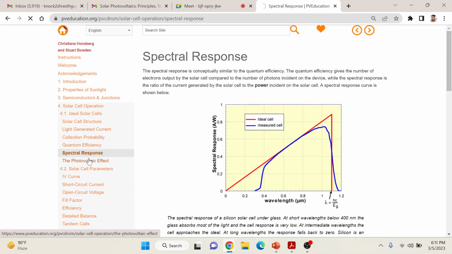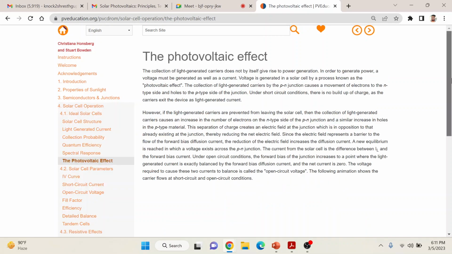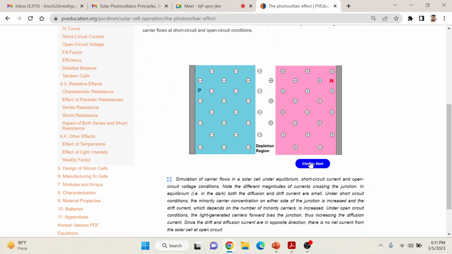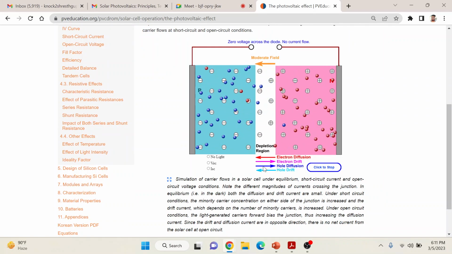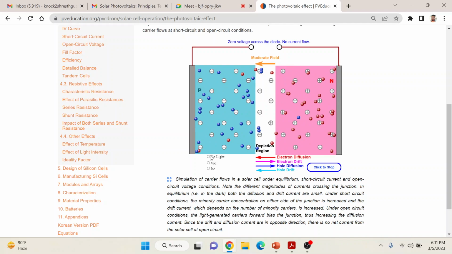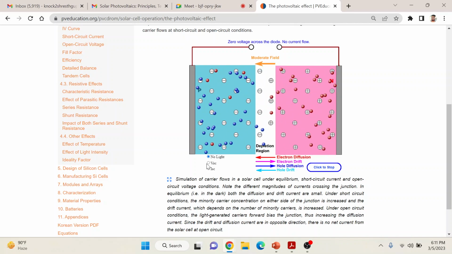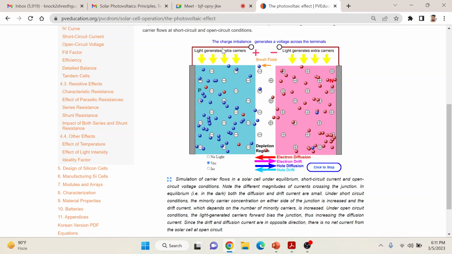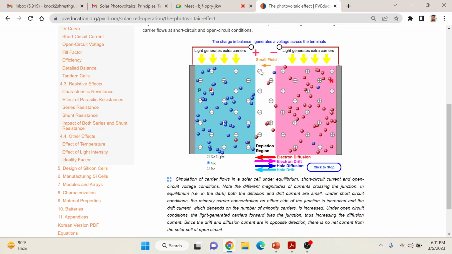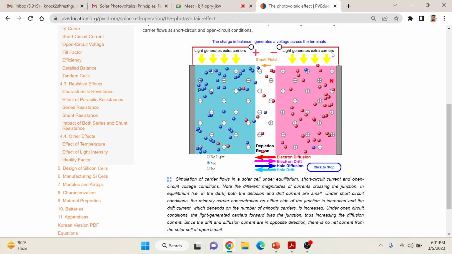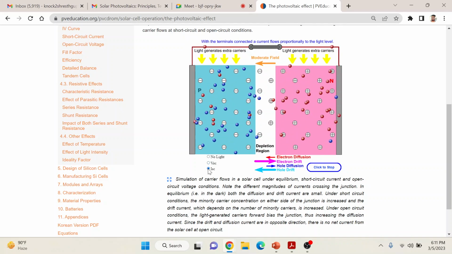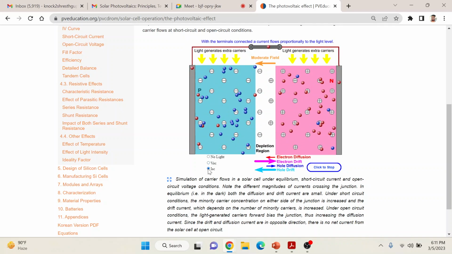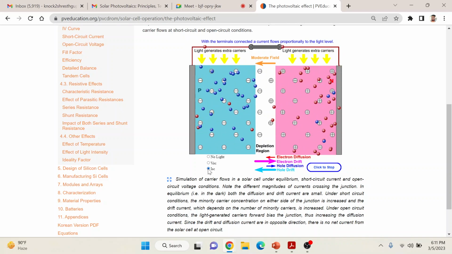Then the concept of the photovoltaic effect. Electron diffusion and electron drift take place when there is no light, and then light generates extra carriers, and then there is a small field across the external circuit and the short circuit current. When a complete circuit is there, this is how it takes place.